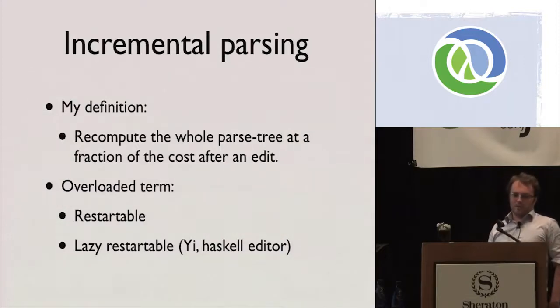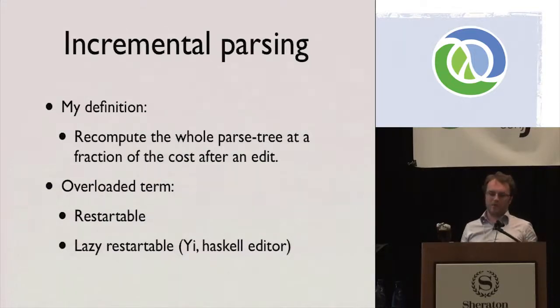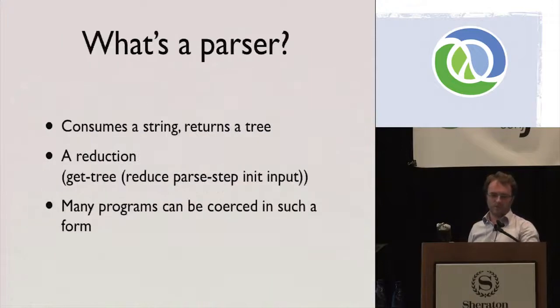So Yi is better by being lazy, but if you do multiple edits, like in structural edit, where you decide to wrap everything in between parentheses, you have an edit at the start of the file, the other at the end of the file, and so even by being lazy, it won't be enough. You will have to reparse everything. So it wasn't enough. I really wanted to get the whole parse tree at only a fraction of the original cost.